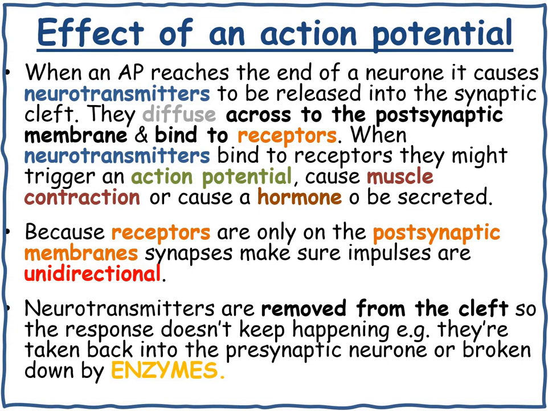be secreted. Because receptors are only on the postsynaptic membranes, synapses make sure impulses are unidirectional. They only travel in one direction, from the presynaptic to the postsynaptic. Neurotransmitters are removed from the cleft, so the response doesn't keep happening. So they're taken back into the presynaptic neuron or broken down by enzymes.